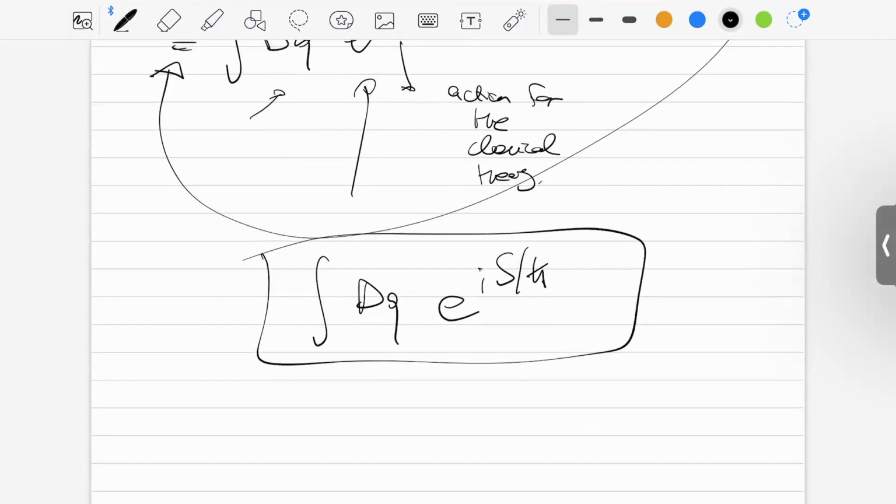Now, if you have a theory of quantum fields, so you have a quantum field theory.